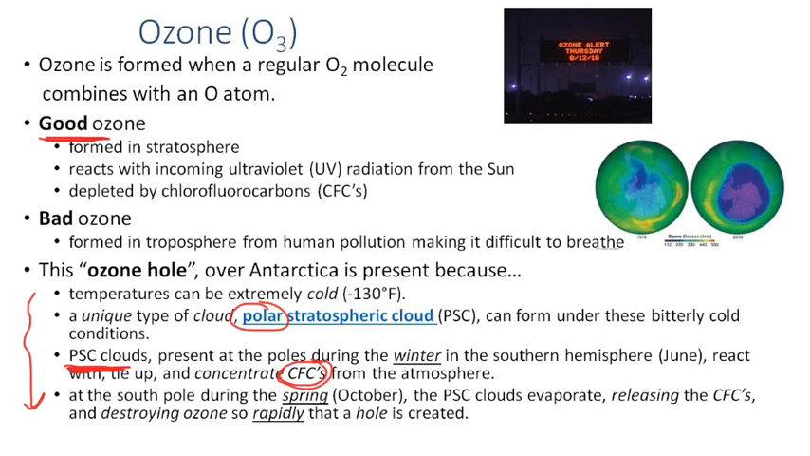Now, when it comes springtime, these polar stratospheric clouds start to break up. In the springtime, as they break up, they release their CFCs to go ahead and do their nasty business. In the southern hemisphere, spring is in October. So in October, the southern hemisphere has this release of CFCs that attack the ozone.